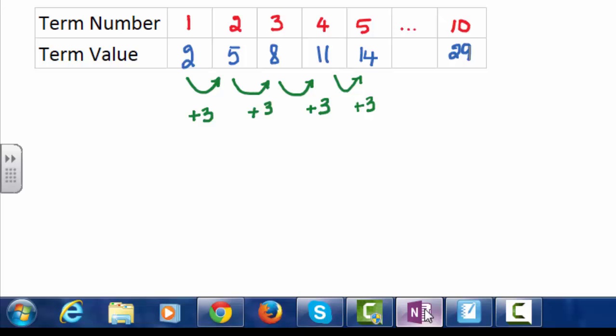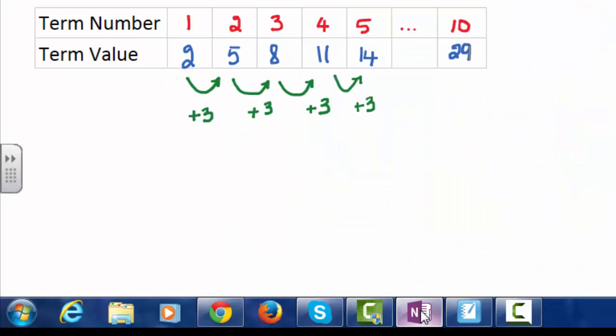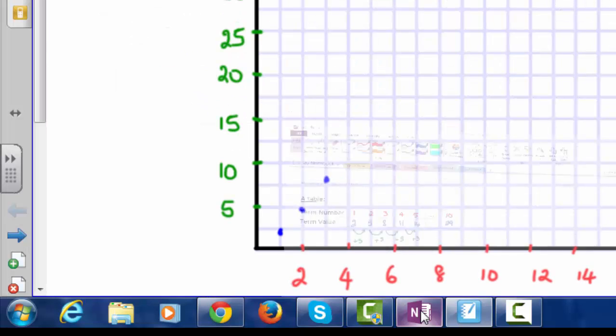When it was term number 3, the term value was 8. So when I have the term number 3, I have to reach 8. This is between, this is maybe 7.5, that means 8 almost here. And I continue. When term number is 4, the term value is 11. Okay, 4, 11. 11 is almost here.